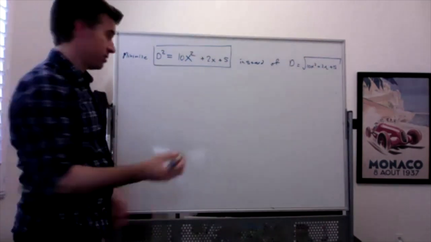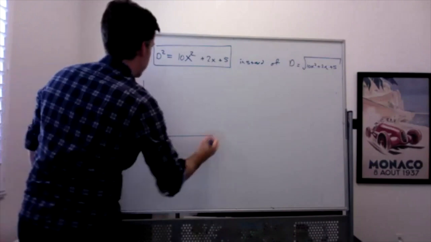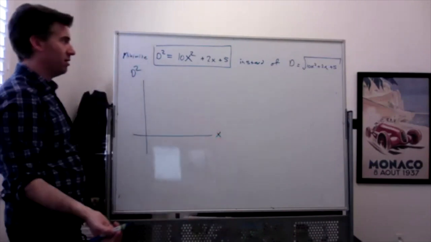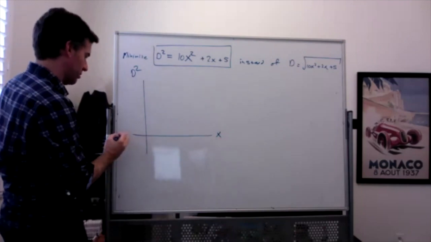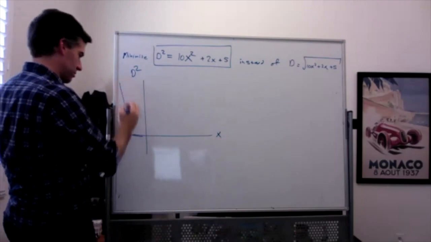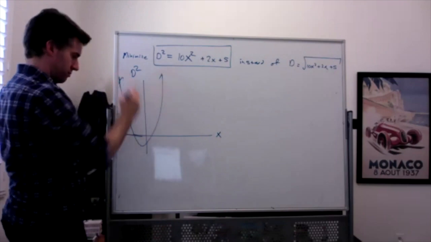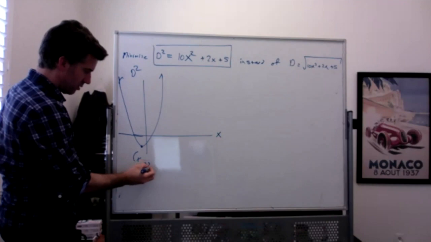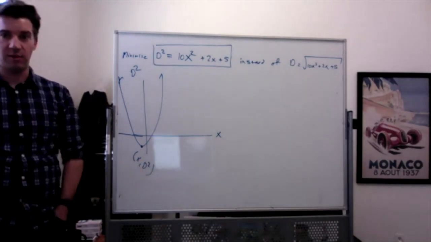We know how to minimize this, right? It's a parabola. It's going to open upwards. It's going to look something like this. We're trying to find that point there, x comma d squared.